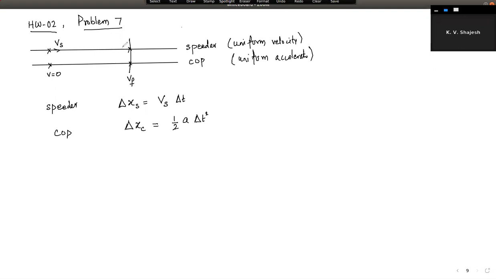But right when they cross each other, both are the same. So that's the concept: right when they're crossing, delta x cop is equal to delta x speeder.